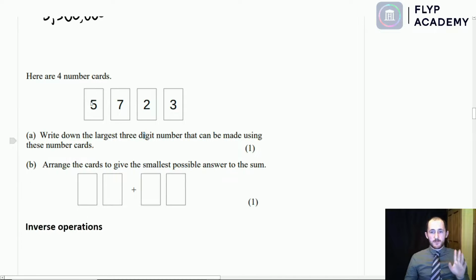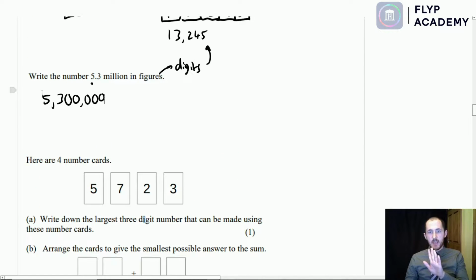We have 4 number cards, 5, 7, 2, and 3. Write down the largest 3-digit number that can be made. So, this is, again, a really good way of testing your understanding about place value. Okay? So, if we want the biggest 3-digit number, we want the first digit to be the biggest number possible. Okay? Because the bigger this first digit is, has the biggest impact on the number. If I change this from a 5 to a 6, it becomes 6 million. If I change this 3 to a 6, it's 5,600,000. Which one's bigger? The 6 at the front, right?